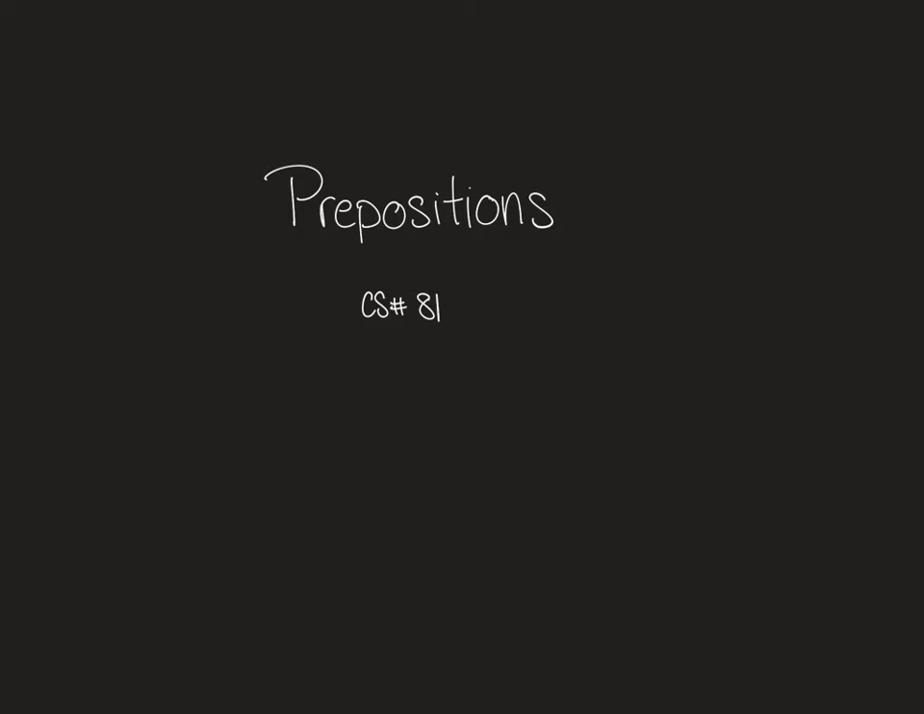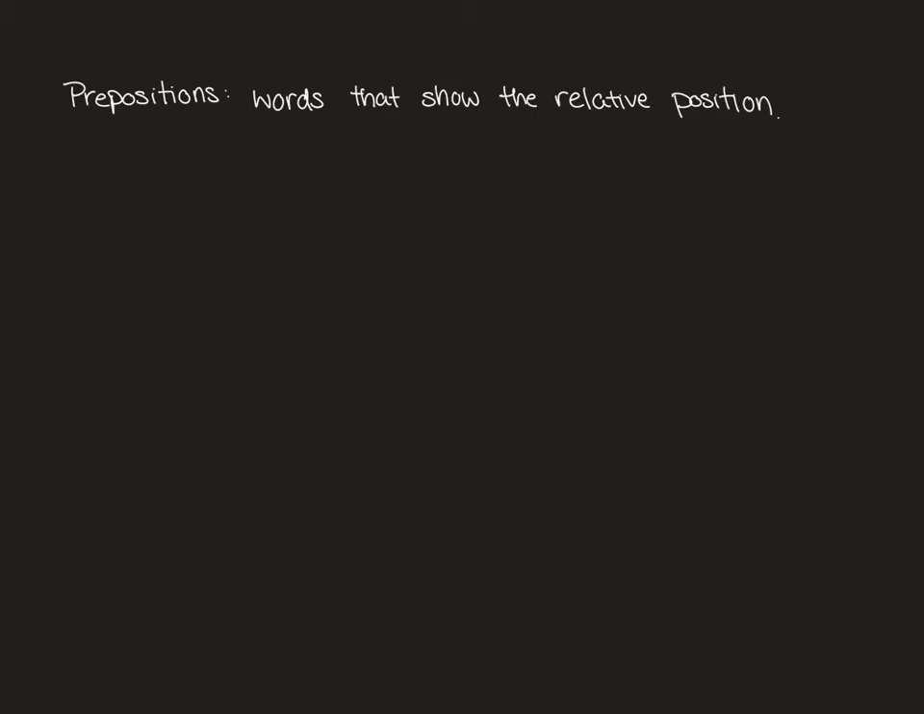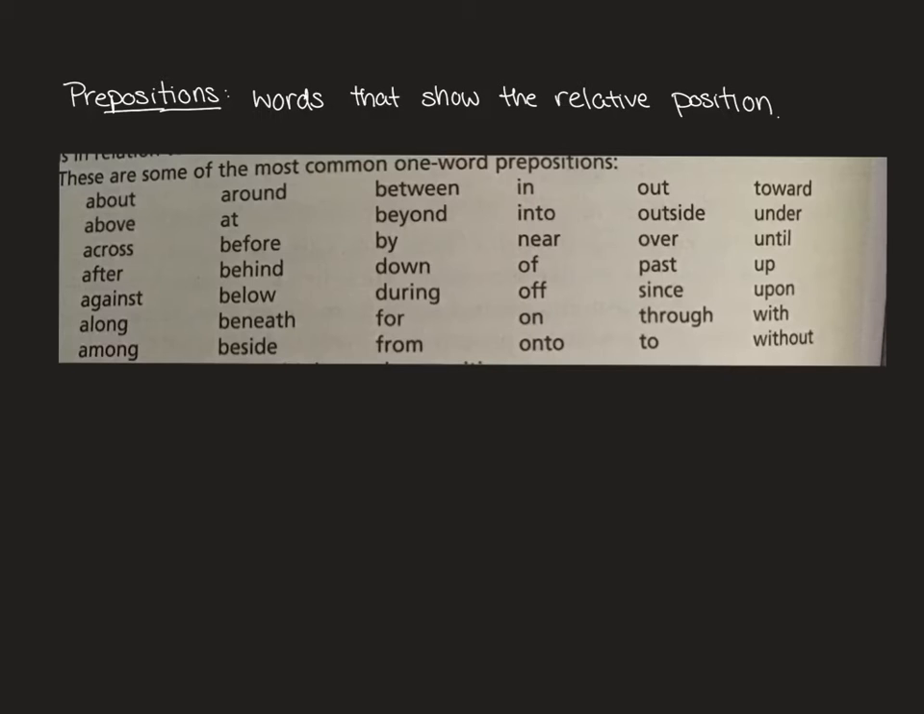Today's lesson is on prepositions and can be found in CS number 81. A preposition is a word that shows the relative position of something. So it kind of almost has that part of position in preposition, right? There are some single word prepositions and there are also some multi-word prepositions.